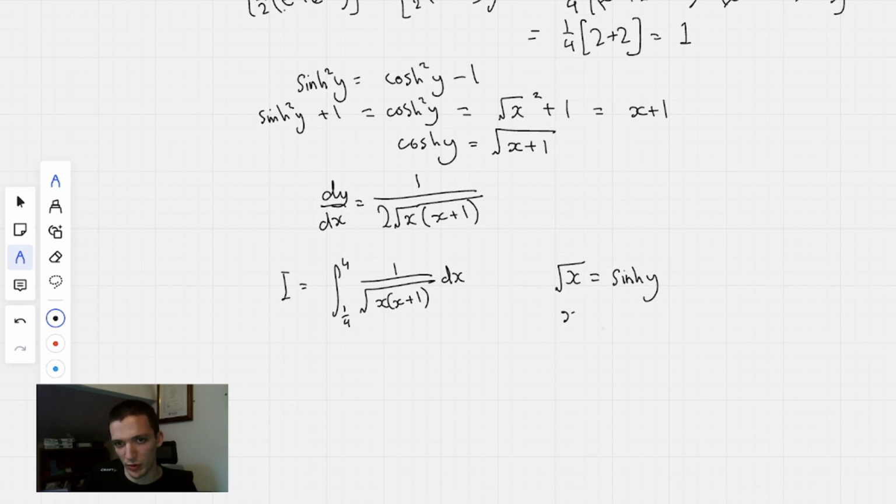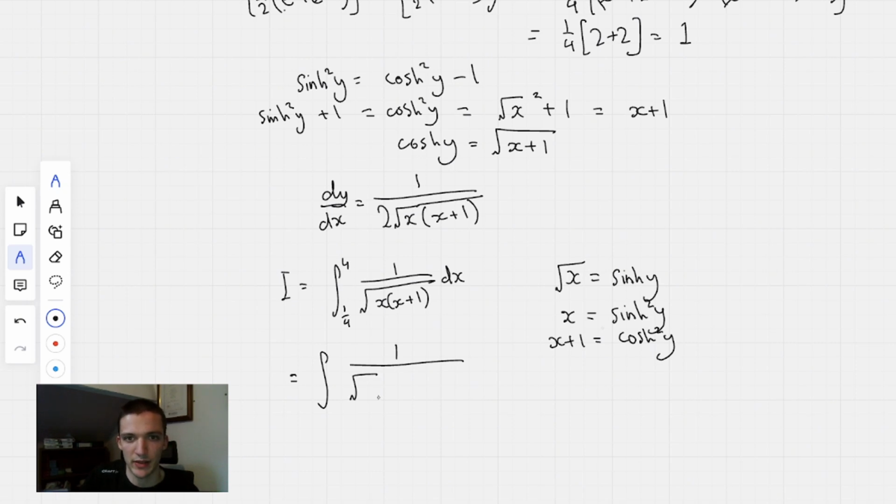If this is true, then of course, as we had before, x is equal to sinh squared of y. Let's put that into this expression right here. We also had x+1, didn't we? It was equal to cosh squared of y. So let's use all of this and see what we get. Let me leave the bounds for the time being. That's going to be 1 over, well, root x is the sinh of y, so I'm going to write sinh of y multiplied by root x+1, which is root cosh squared y, which is cosh y, multiplied by dx.